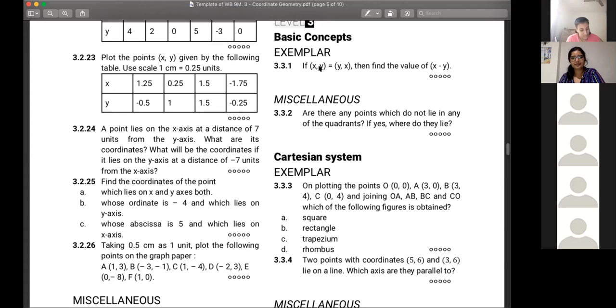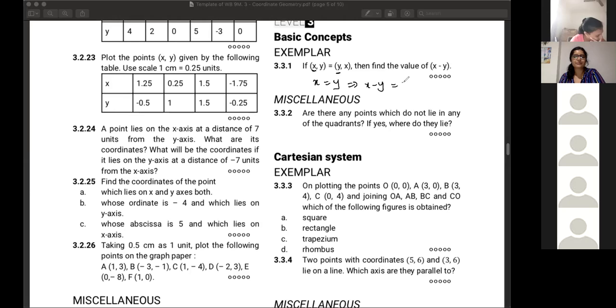So x minus, okay, yeah. Again, same logic, right? The x coordinate here should be equal. So x equal to y. So if x is equal to y, it means x minus y will be equal to 0.